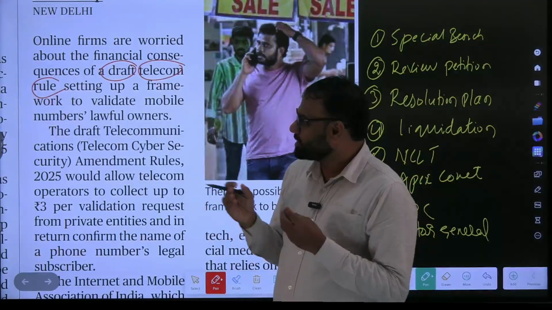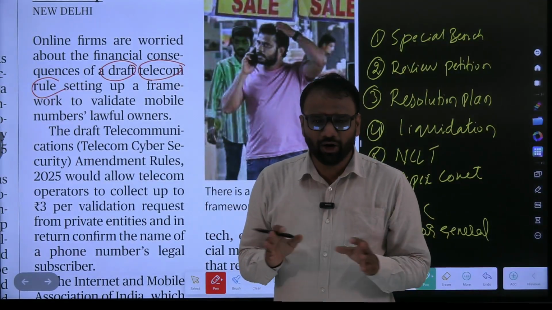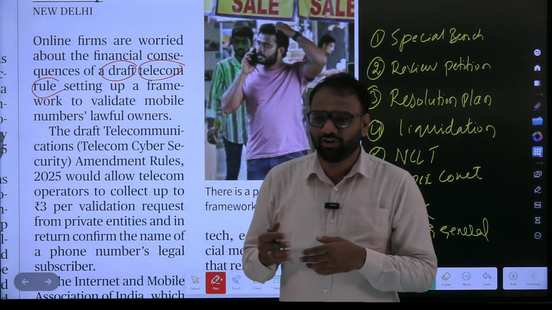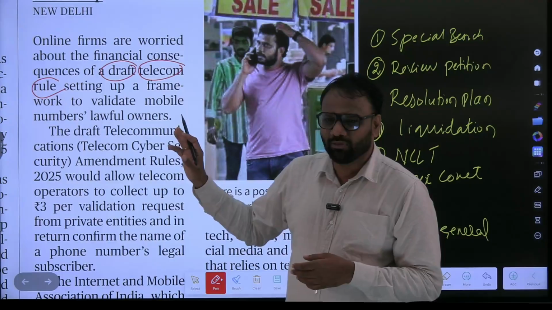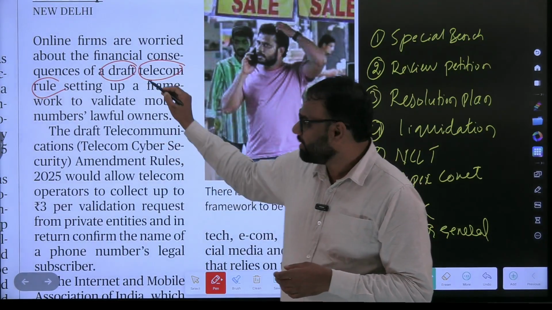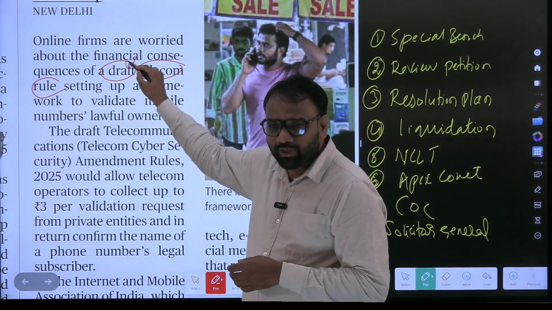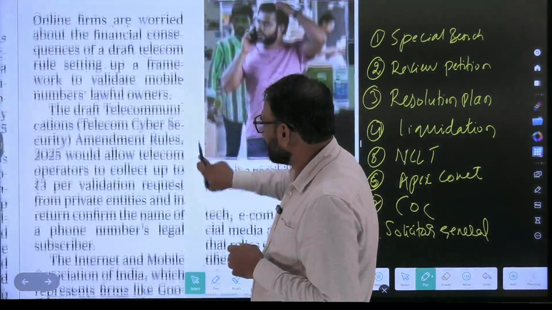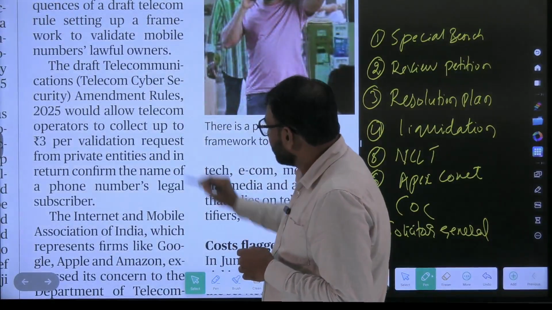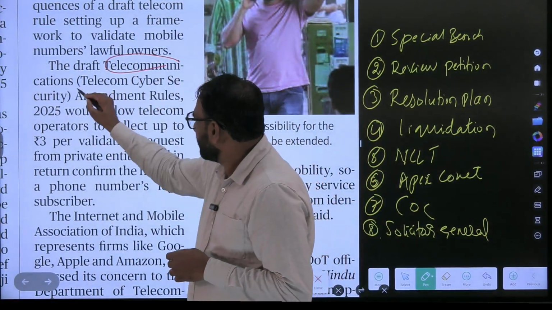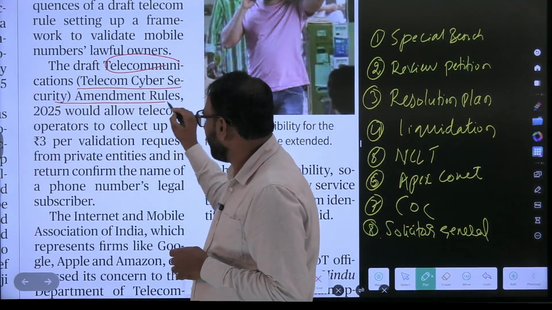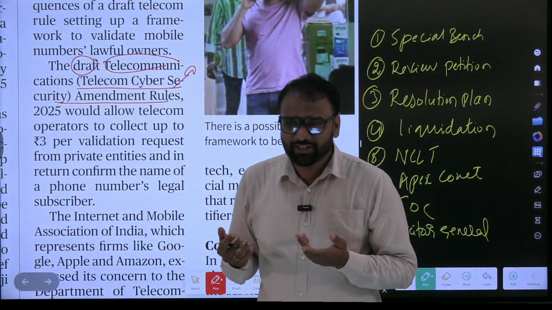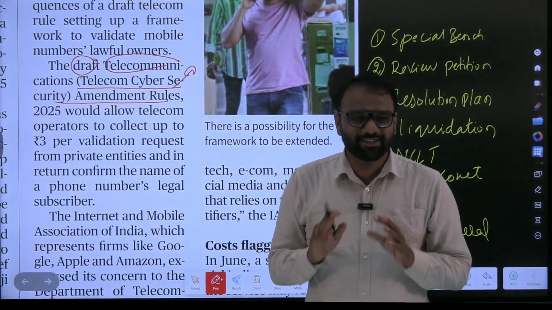So here some rules are being made by the government, the telecom department. If it is brought in, then it will become a concern before issuing mobile connectivity and all. They are mentioned, but still it is in the draft stage, hence not important. The draft telecom cyber security amendment rules, still the draft stage, not important. But the next question is, telecom rules are made by which ministry?